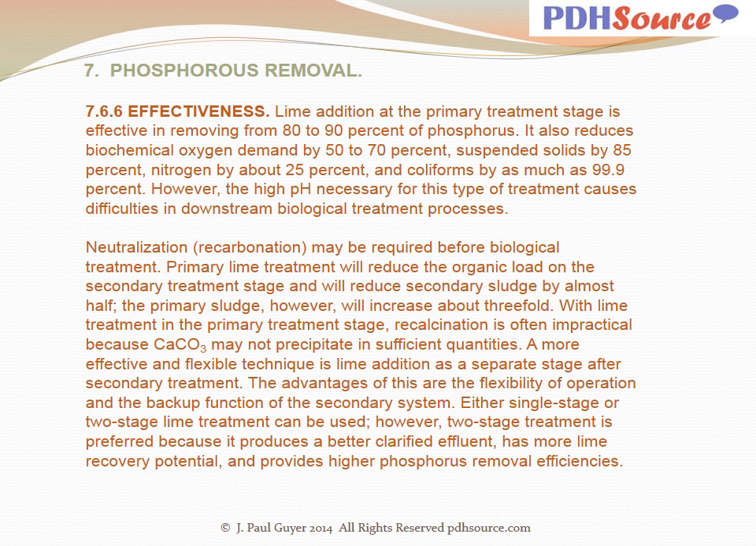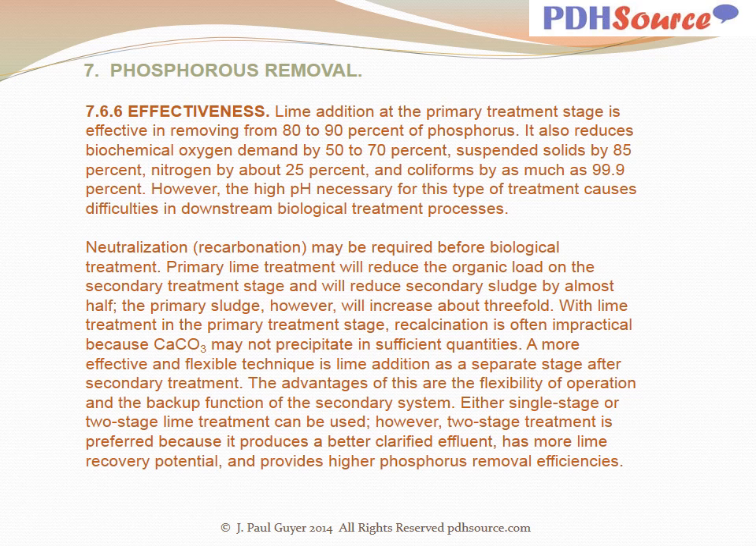Lime addition at the primary treatment stage is effective in removing from 80 to 90% of phosphorus. It also reduces biochemical oxygen demand by 50 to 70%, suspended solids by 85%, nitrogen by about 25%, and coliforms by as much as 99.9%. However, the high pH necessary for this type of treatment causes difficulties in downstream biological treatment processes.